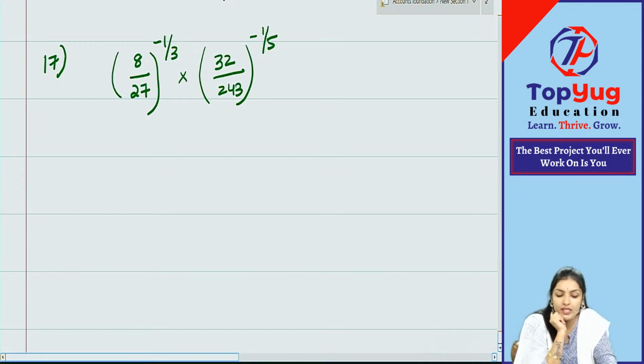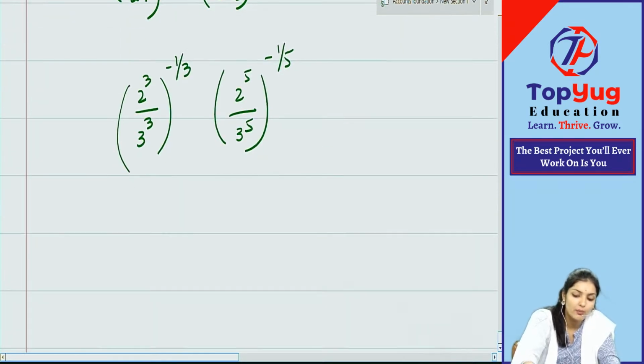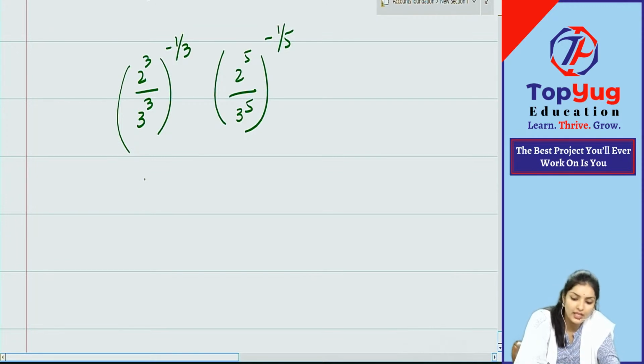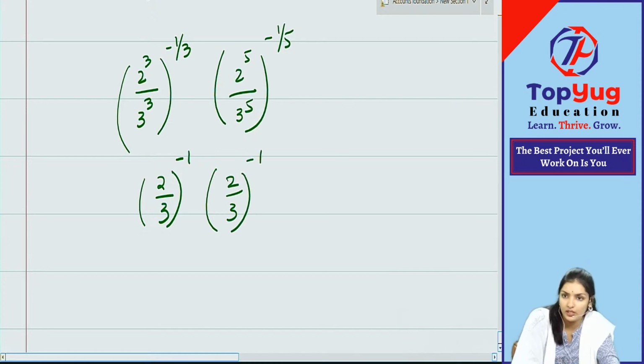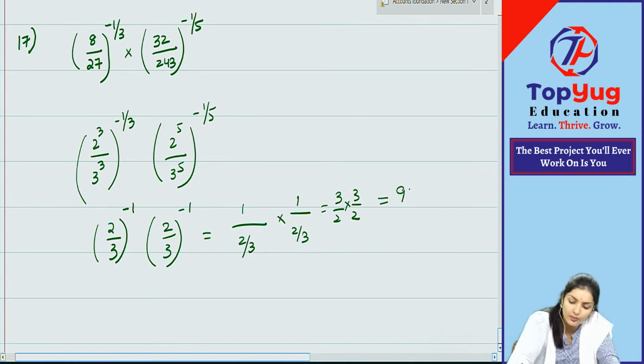17th one, 8 by 27 to the whole power minus 1 by 3, 32 by 243 to the whole power minus 1 by 5. 8 you can write as 2 cube. 27 you can write as 3 cube to the power minus 1 by 3. Similarly, 2 to the power 5, 3 to the power 5, minus 1 by 5. Power gets cancelled. Here I am left over with 2 by 3 to the power minus 1. Am I right? So basically I can write 1 divided by 2 by 3 into 1 divided by 2 by 3. So 3 by 2 into 3 by 2. Answer is 9 by 4.